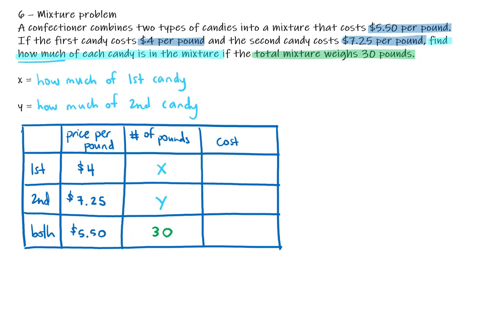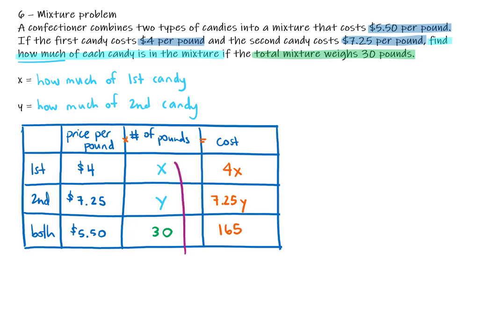Now, we don't know the cost of each of these, but we can use the method to figure it out. The price per pound times the number of pounds is the total cost for each candy. So we're going to multiply those. We're going to multiply these two columns to turn up the third column. So I'm going to get 4x, 7.25y, and 165.